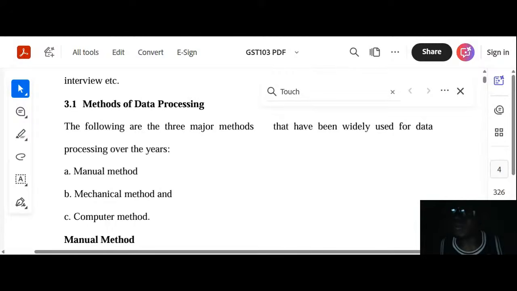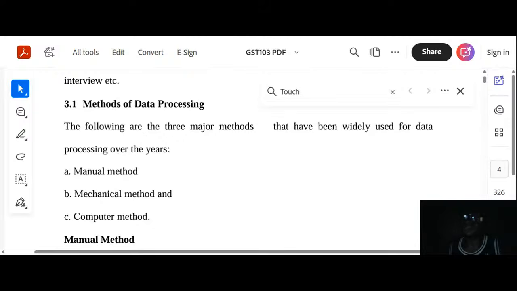We have three of them basically. We have the manual, the mechanical, and the computer method. The manual method is the one that is totally dependent on human effort. It's just like when they were using all those stone age, everything then was all manual method of doing things, manual method of processing things. When you are in the manual method, that is when you use your pen and your pencil.